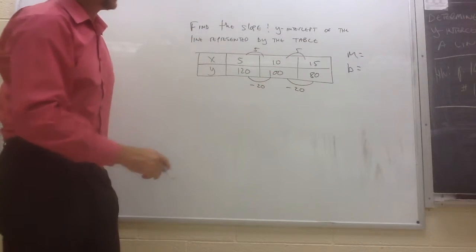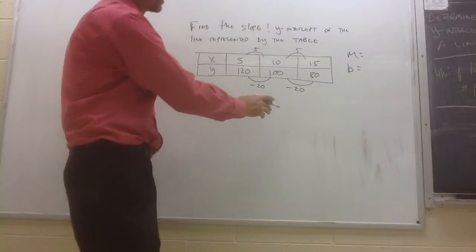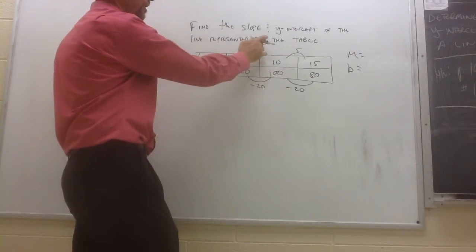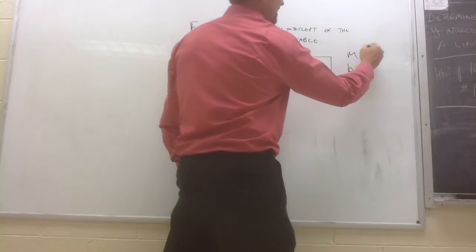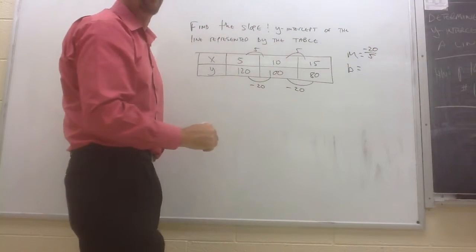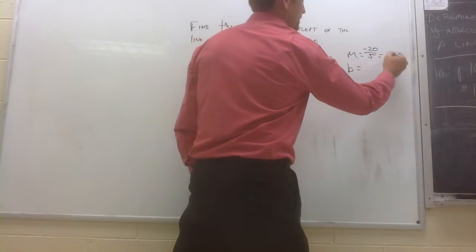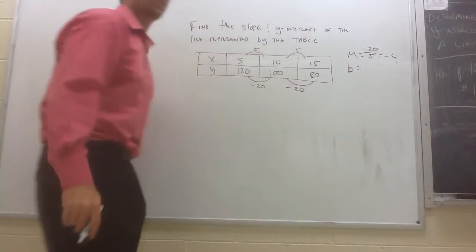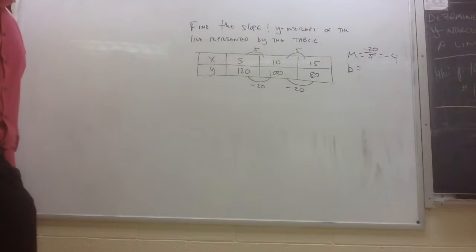So we do have a constant ratio for our slope, our change in y over our change in x. It stays negative 20 over 5. And negative 20 over 5 we can simplify to negative 4. So this line would have a slope of negative 4.